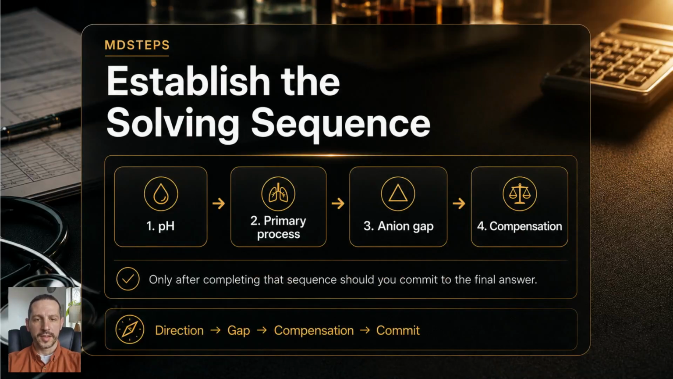Acid-base questions are best solved through a consistent sequence. Start with the pH. Determine which variable is moving in the same direction as the pH. Calculate the anion gap when appropriate. Then test whether compensation is appropriate. Only after completing that sequence should you commit to the final answer.